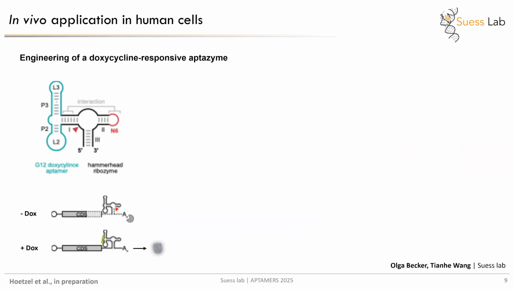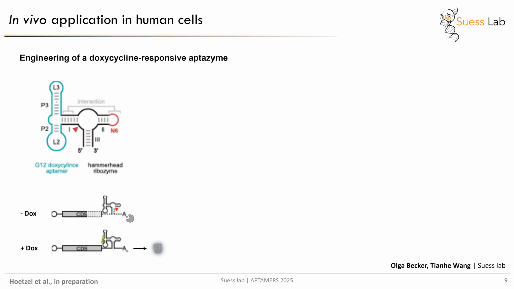And the idea is that in the absence of our ligand, the aptazyme would be active, would cleave off, and when located in a 3' UTR of the mRNA would be cleaved away. But in the presence of our ligand, the ribozyme would be inactive, and we would, for example, get protein expression.